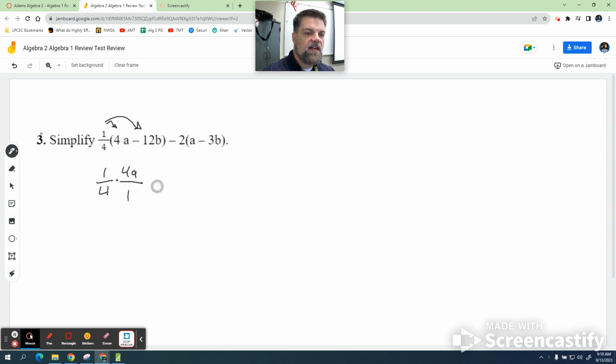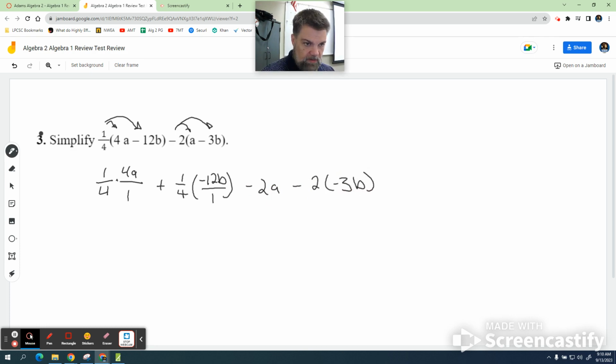So that is like plus 1/4 times negative 12b over 1. And then over here, that's going to be negative 2 times a, so that'll be minus 2 times a. And then this one over here will be like negative 2 times negative 3b. So I'm distributing the 1/4 through the first set of parentheses, and I'm distributing the negative 2 through the second set.